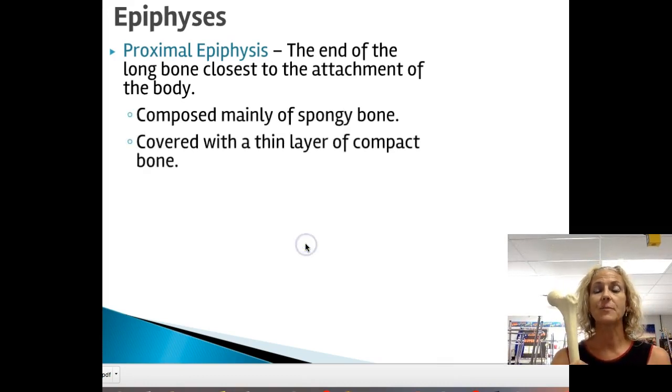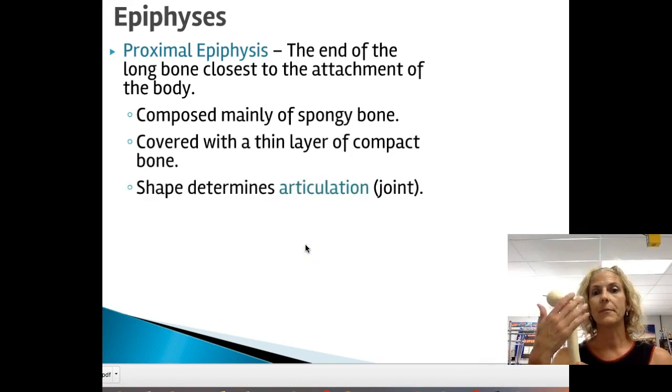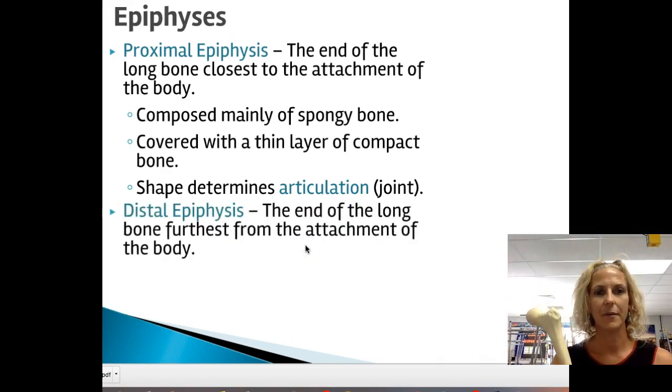So mostly that is spongy bone, and that contains red bone marrow. It is covered with a thin layer of compact bone, and depending on the shape, it can make a different articulation. So this is a rounded shape, so it's going to fit into a cup-like structure in order to form a joint, and we'll talk about that in a minute.